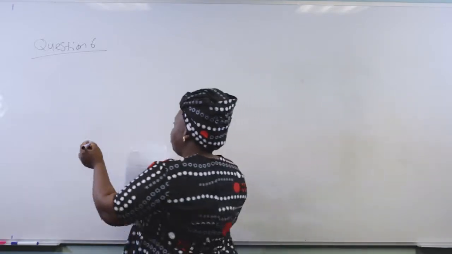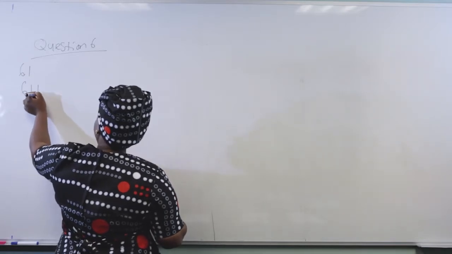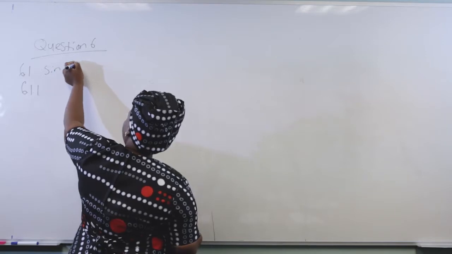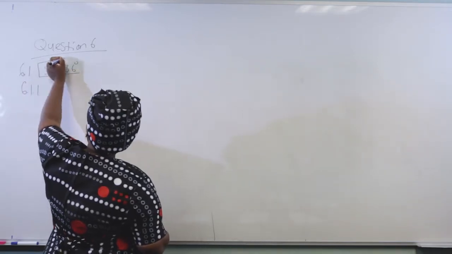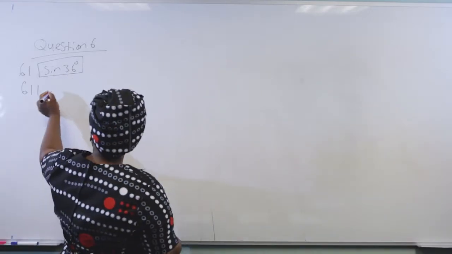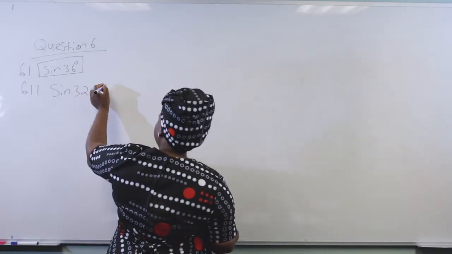Question 6.1.1. We can write this sine 36 in 6.1 so that we can remember. Not that it has marks, we just want to always put it in our mind. They said find sine of 324 degrees.